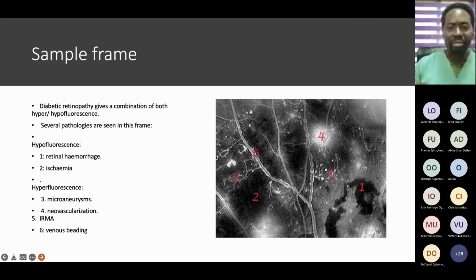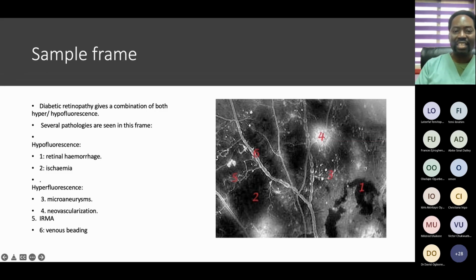So let's look at this frame very well. It gives us a diabetic retinopathy, and it gives us different patterns that will help us to know what I've just described. In number 1, you see this hypofluorescent pattern on your right, and that is because of a retinal hemorrhage that is obstructing underlying choroidal fluorescence. This is different from number 2, which is the hypofluorescent pattern as a result of ischemia, poor blood supply, blood not getting to this area.